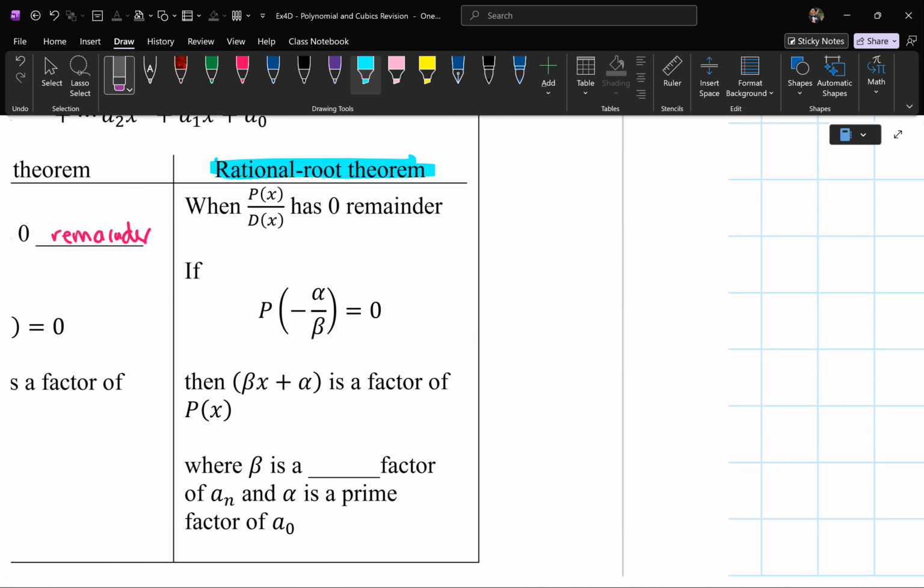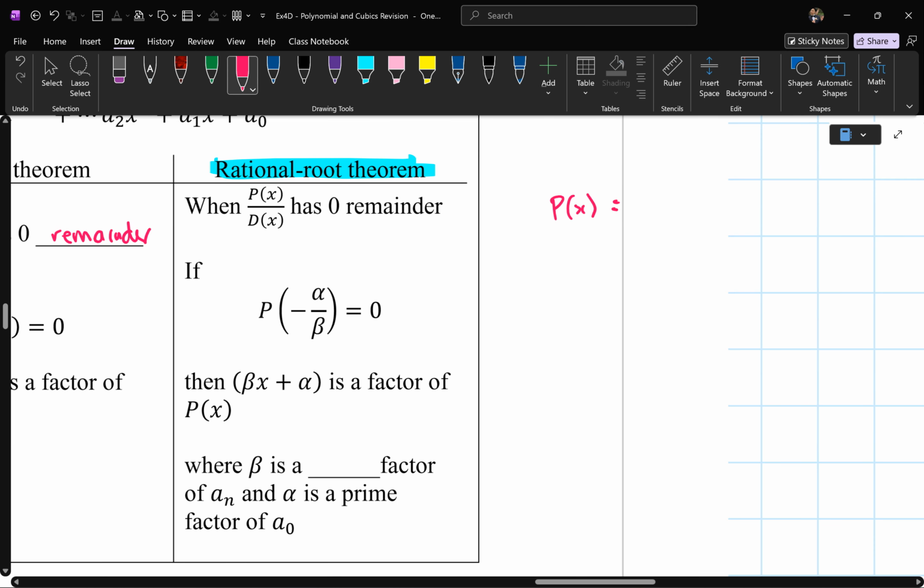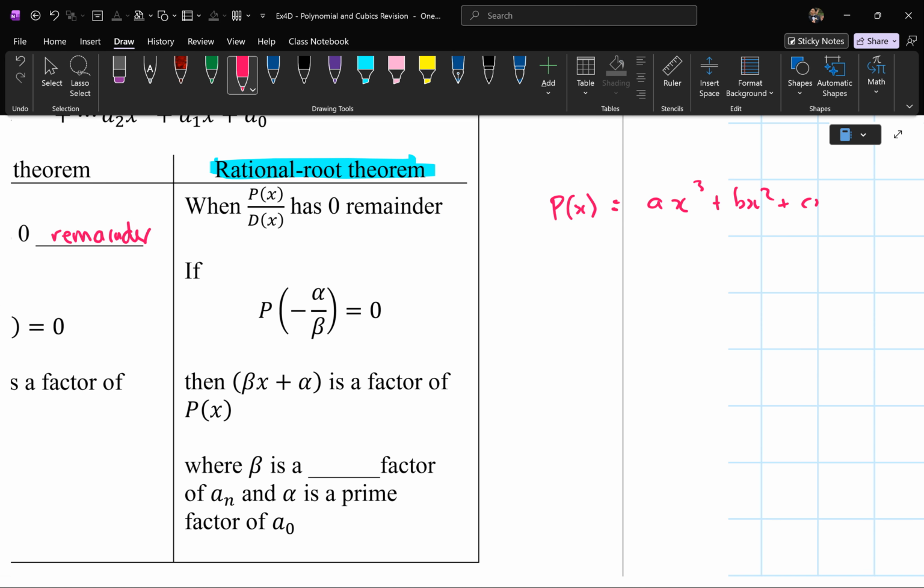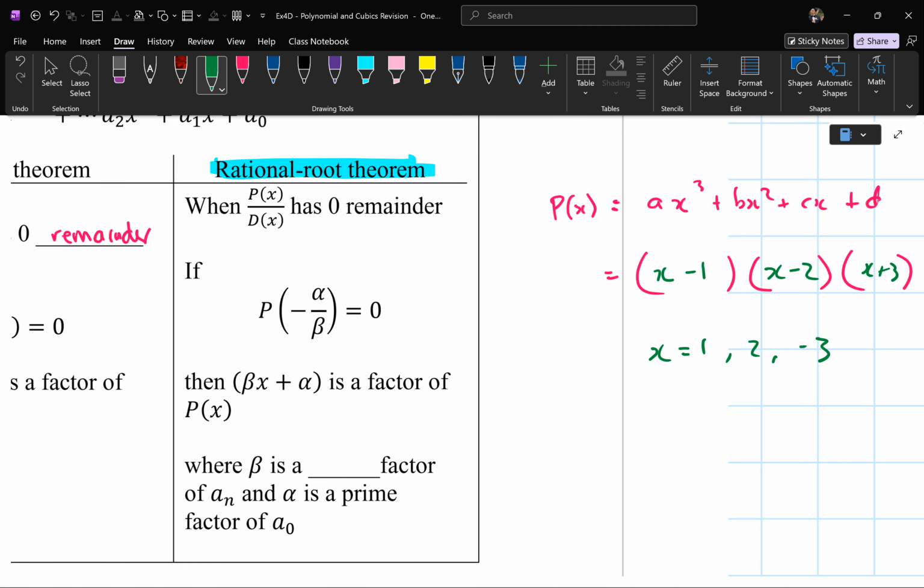What are we trying to do at the end of the day? So you've got P of X, and it's a cubic, right? AX cubed plus BX squared plus CX plus D. This is what you learnt last year. What's the goal? This is your goal. You want to get 3 linear factors, right? The problem is that it's not always going to be something like x minus 1, x minus 2, x plus 3, and then you can say x-intercepts are 1, 2, and negative 3. Because reality is that the intercepts aren't always going to be an integer. Can't be a whole number all the time.